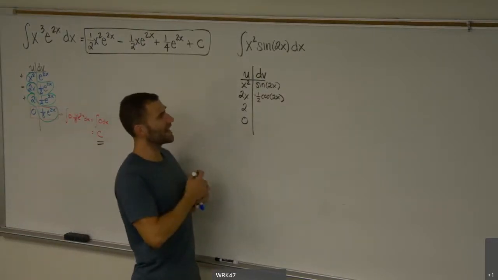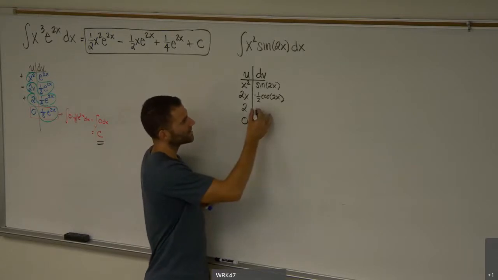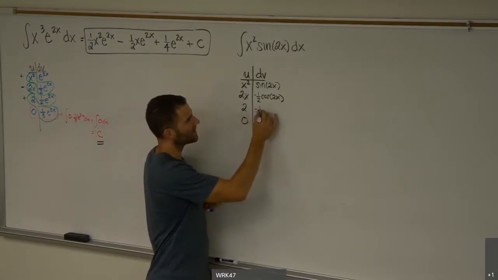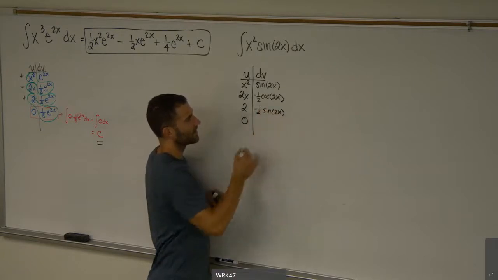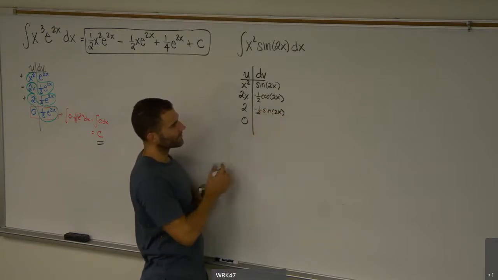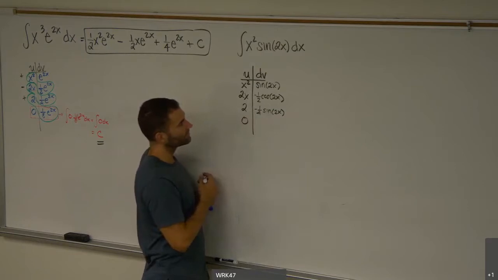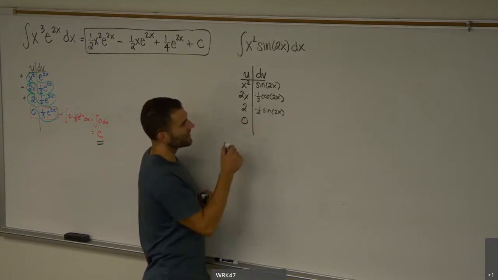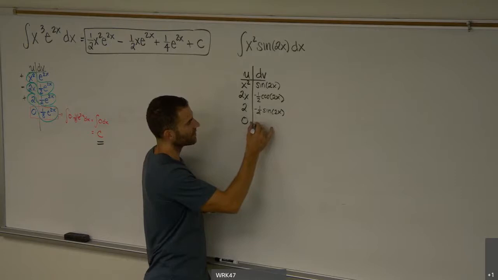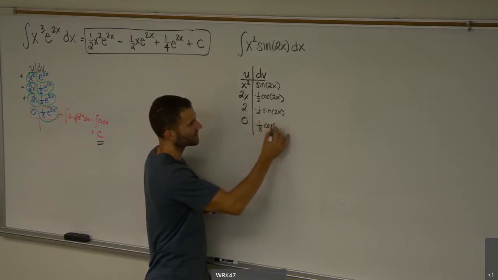So antiderivative of sine is negative cosine. Antiderivative of negative cosine is negative sine, but again, every time, just like the last one, we're going to get a 1/2 out front. And antiderivative of negative sine is now cosine. Another 1/2 out front is going to give me 1/8. So now positive 1/8 cosine of 2x.